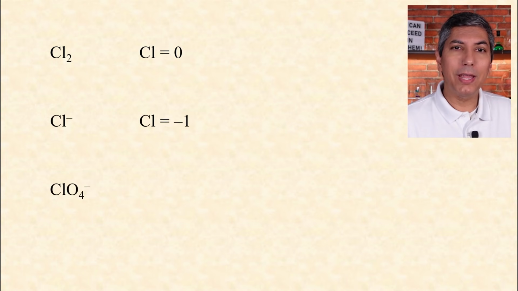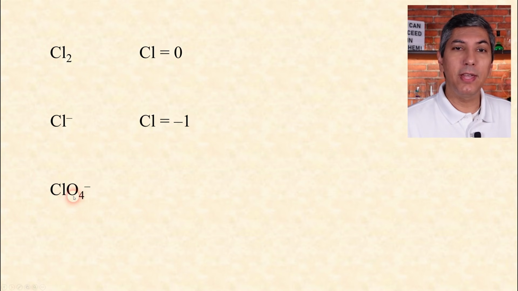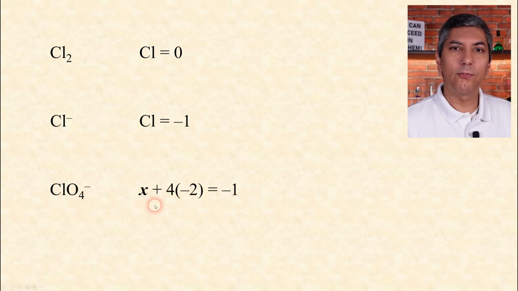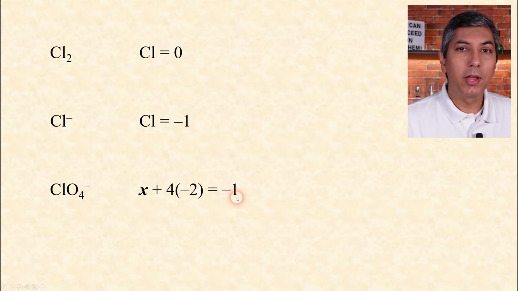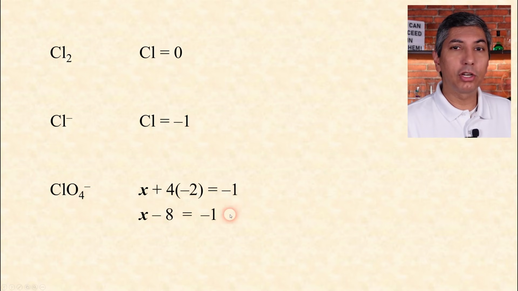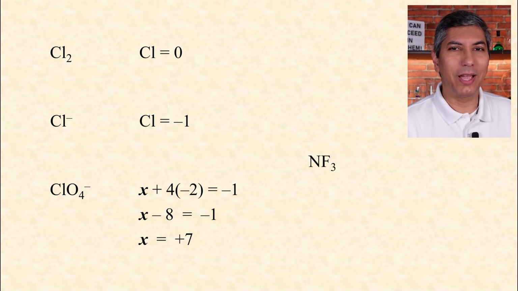When it's in the perchlorate polyatomic ion, we need to do a calculation. Remember, oxygen in most ions and compounds has an oxidation number of -2, and there are 4 of them. Since the whole ion has a total charge of -1, we can use algebra to determine that chlorine has an oxidation number of +7. What about nitrogen trifluoride?